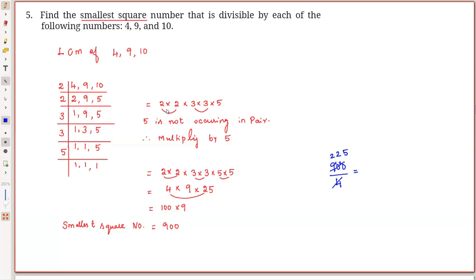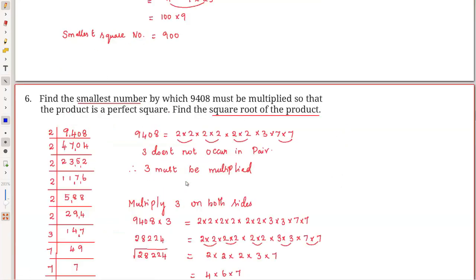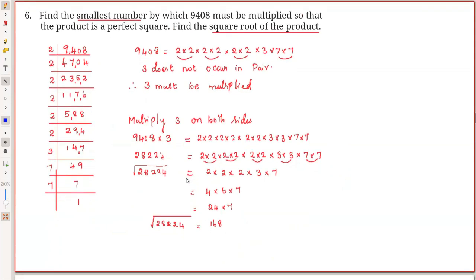So whatever questions may be, just find out the LCM. If anything is missing the pair, the number you multiply it by, you will be getting the answer. Okay. Sixth question is given. Find the smallest number by which 9408 must be multiplied so that the product is a perfect square number. Okay, find the prime factorization now.